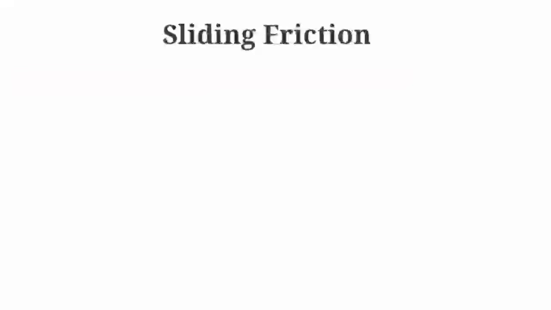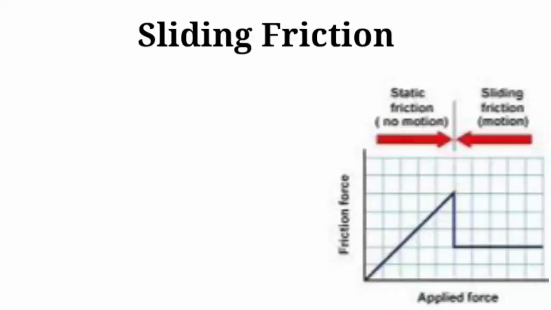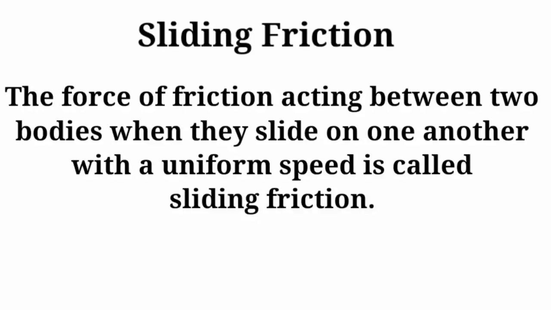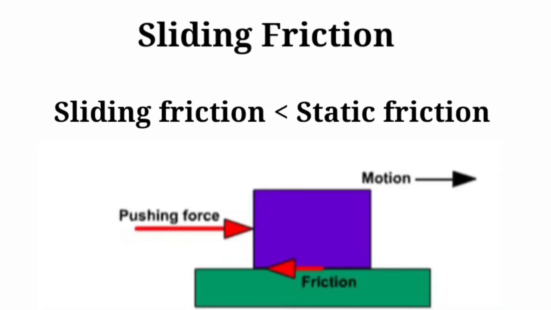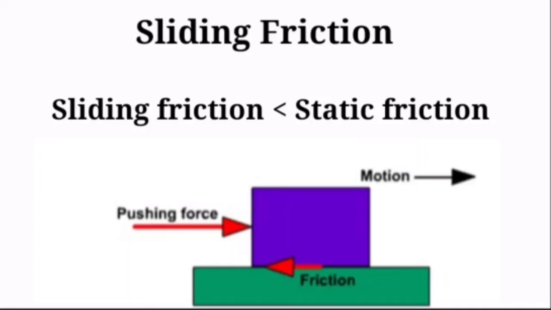Having understood that, now come to sliding friction. As the object begins to move, the static friction ends and sliding friction begins. The force of friction acting between two bodies when they slide on one another with a uniform speed is called sliding friction. Sliding friction is slightly smaller than static friction. A similar force is required to keep the object moving in case of sliding friction.